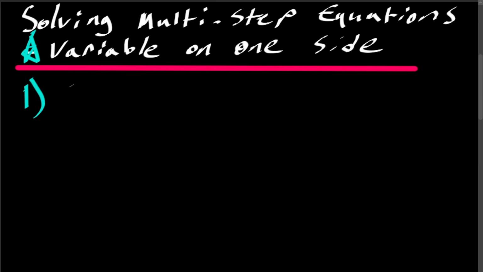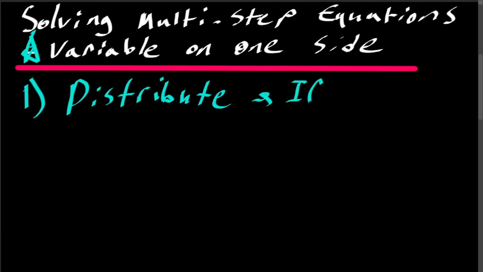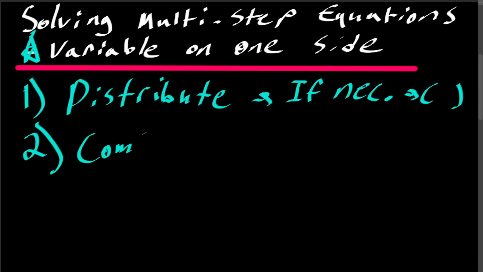So the first step we're going to do is distribute. Now with each of these, you can also say if necessary. Obviously you can't distribute, I'll abbreviate this. You don't want to distribute if there's nowhere to distribute. Pretty much what you're looking for is parentheses. If you see parentheses and there's a number right out in front of your parentheses, you're probably going to have to distribute. Step 2 is going to be combine our like terms.